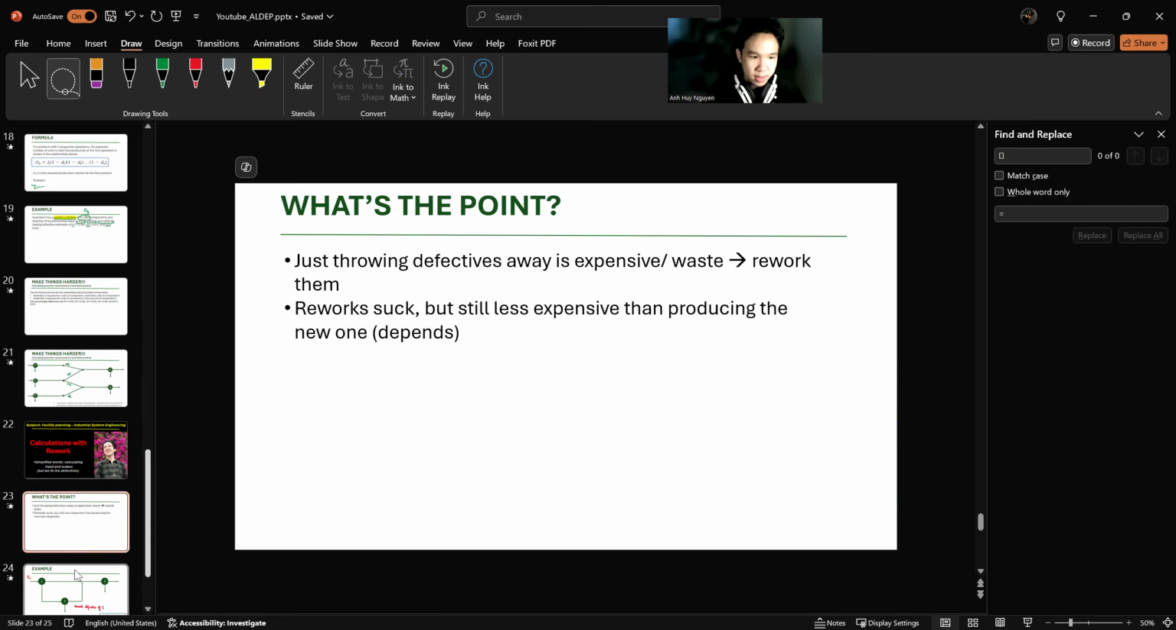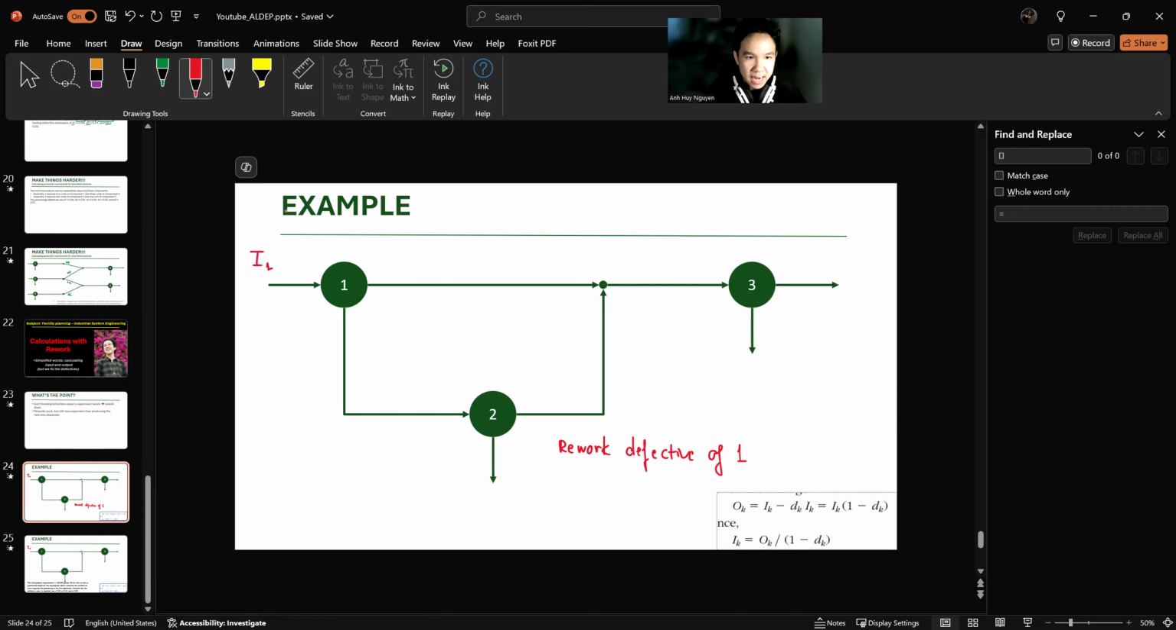So let's move to an example here. Now we have input number one, right? So as usual, O1 equals I1 times this, right? And here we have D1. But instead of throwing this D1 away, we will rework it here at station number two. You need to keep in mind that this is not product number two. I just typed it number two for easy notation, but it's not about another product named number two. It's the station where we rework the product number one.